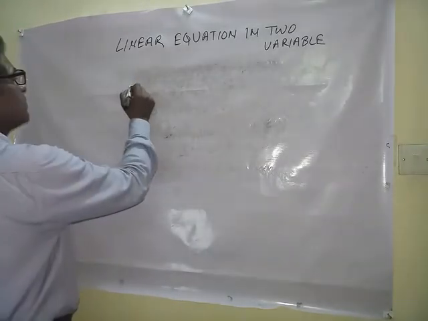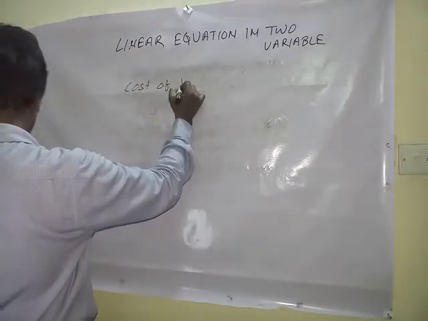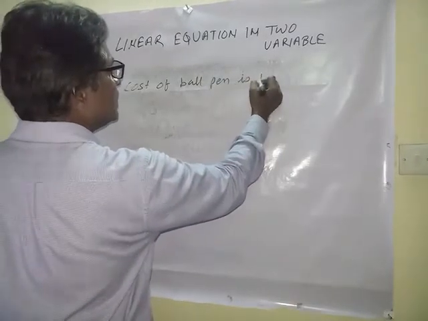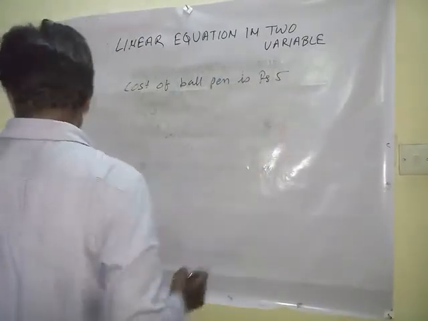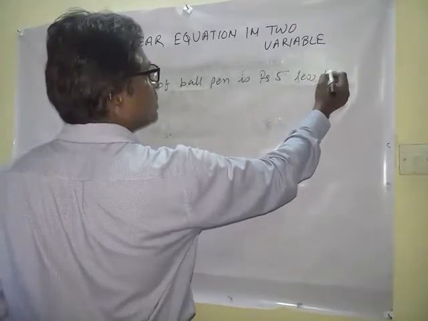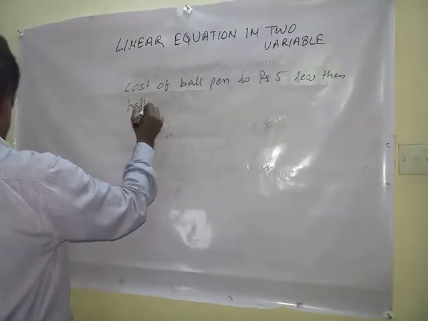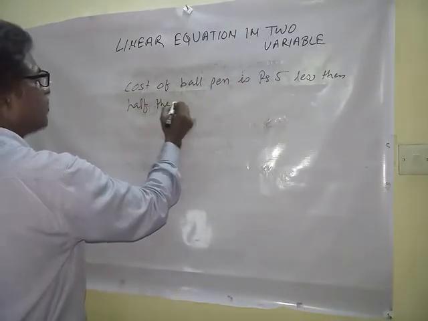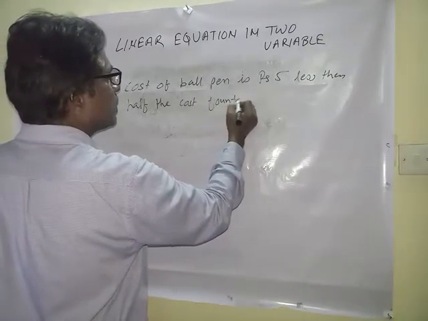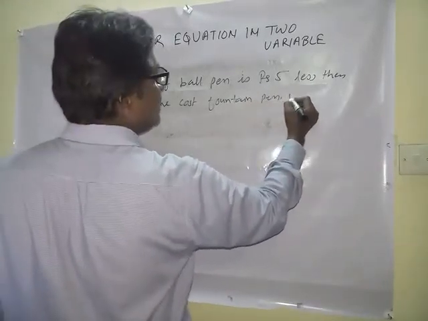Let's take another example. The cost of a ball pen is rupees 5 less than half the cost of a fountain pen. Write the linear equation.